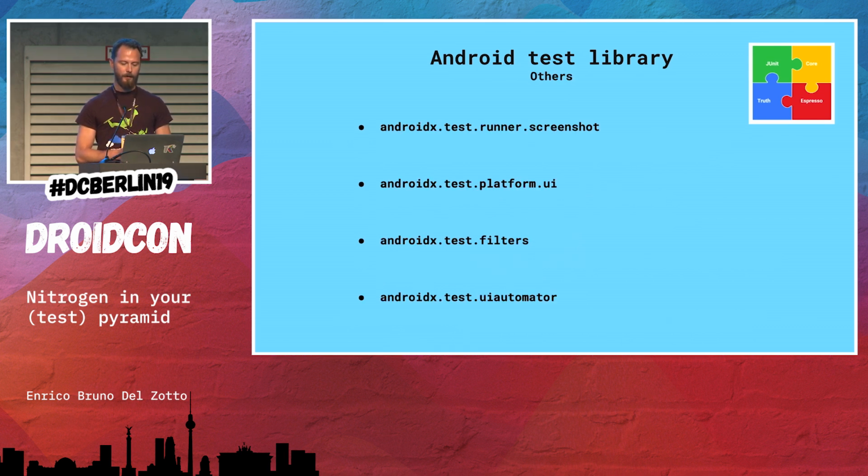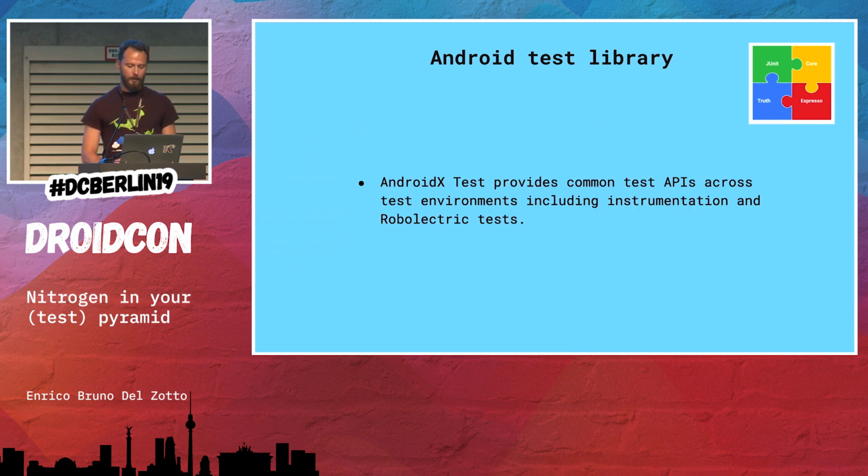Apart from that, you can find other libraries that you can use. For example, the test runner screenshot, with which, when you are running your test on your device, you can take a screenshot, or filters that are very usable. For example, if you have different build variants, you can specify some filters in order to run only some classes for some build variants and some others for other build variants. So if you have to deploy your app for different markets, for example, it can be very useful when you are running a UI test.